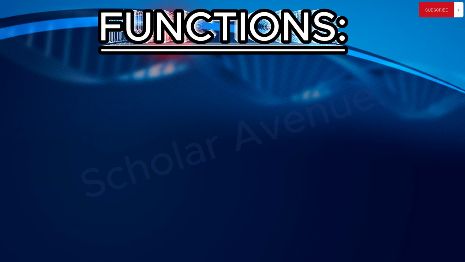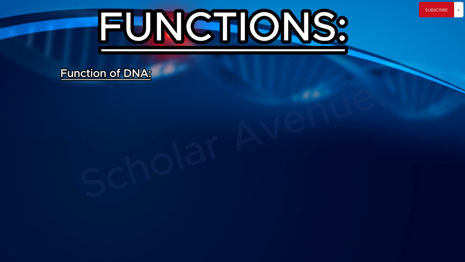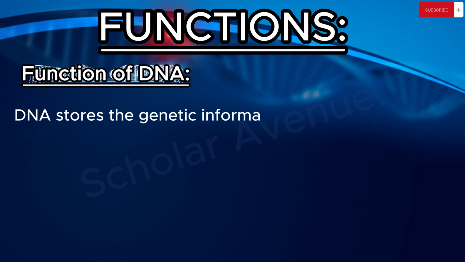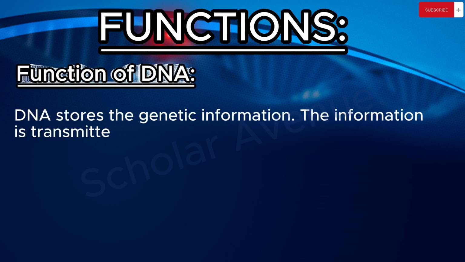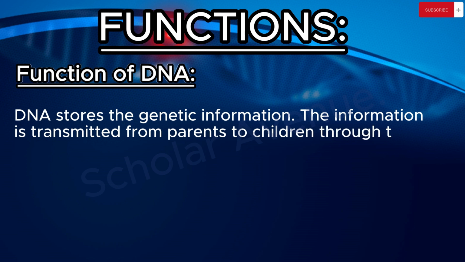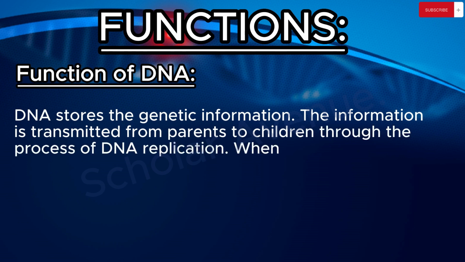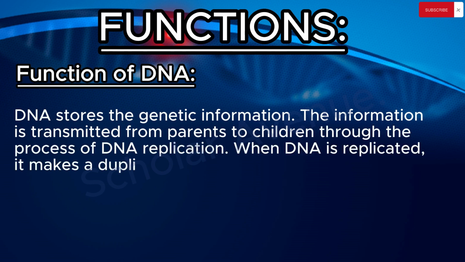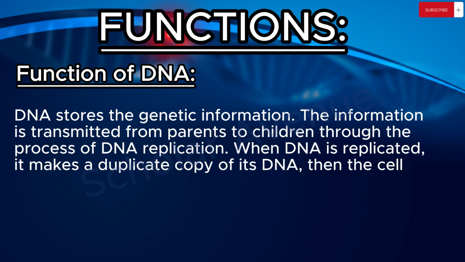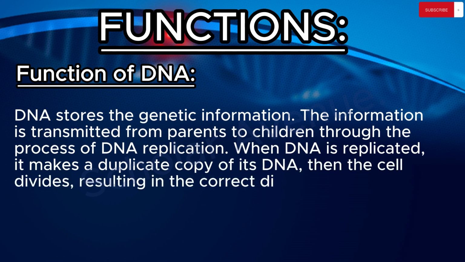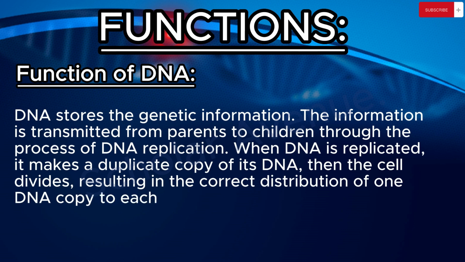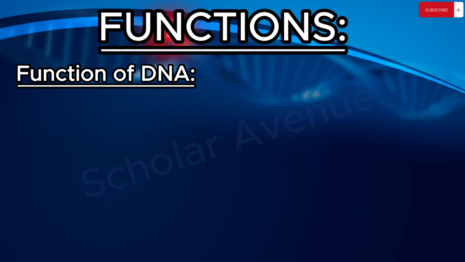Each type of nucleic acid carries out a different function in the cells of all living things. DNA stores the genetic information. The information is transmitted from parents to children through the process of DNA replication. When DNA is replicated, it makes a duplicate copy of its DNA. Then the cell divides, resulting in the correct distribution of one DNA copy to each resulting cell.